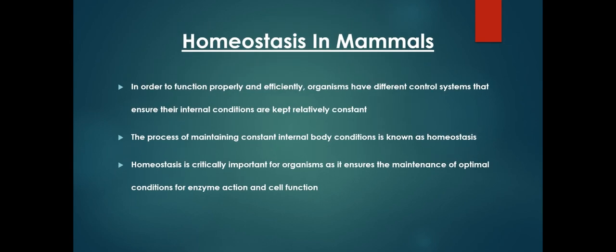Homeostasis in mammals. In order to function properly, our bodies need a temperature of 37 degrees Celsius, because the enzymes in our body work optimally at this temperature and cell functioning is the best. So our body needs to maintain this temperature. If it goes down, the enzymes will start to decrease in activity because enough activation energy might not be given to the reaction.